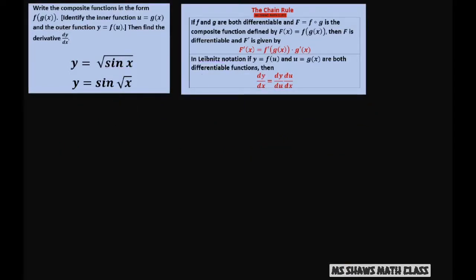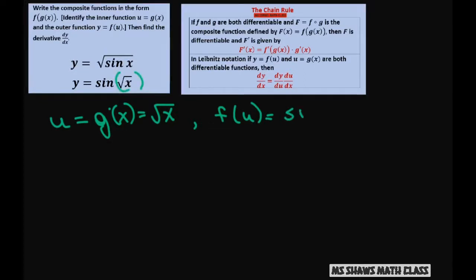The next one's a little different. For the second one, we're going to let u equal square root of x. So let's write this as g of x, which equals square root of x. Therefore f of u is going to be sine of u, and that equals your y. And then we're going to use our formula.